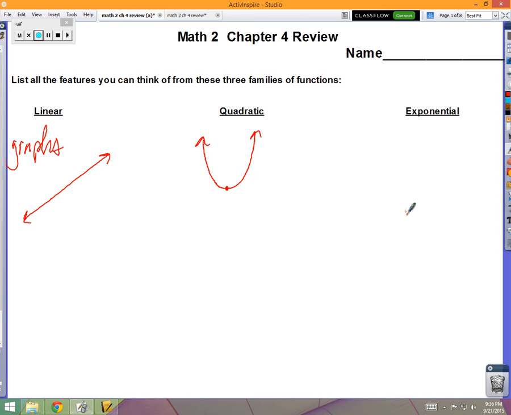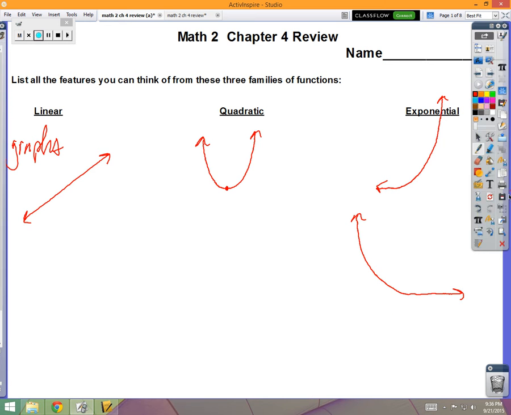Exponential functions. Exponential functions start off small and grow at a really fast rate. So they curve and they go up really quick. Or if they shrink, they start off really big and then they shrink. So they look like one of these two curves. So the pictures, there's the differences in the three pictures.